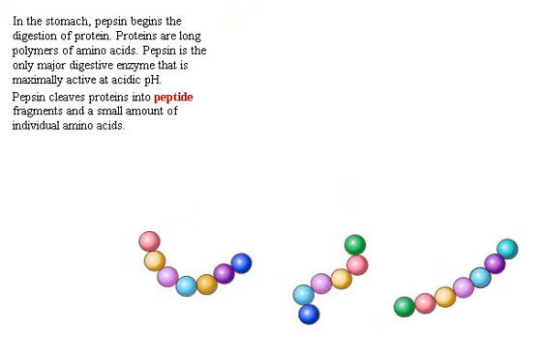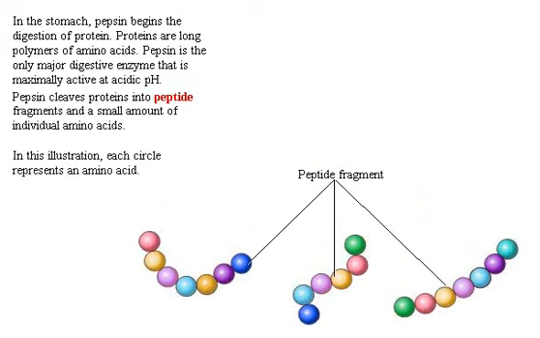Pepsin cleaves proteins at bonds between the amino acids tyrosine and phenylalanine, producing peptide fragments and a small amount of individual amino acids. In this illustration, each circle represents an amino acid. Click a peptide to continue.